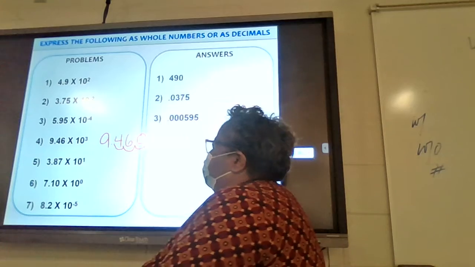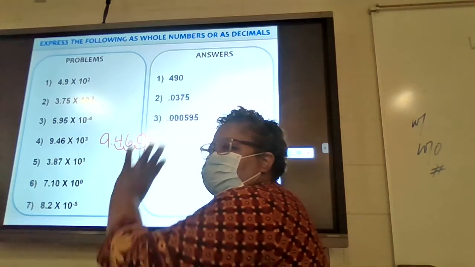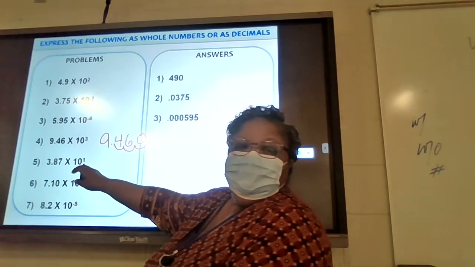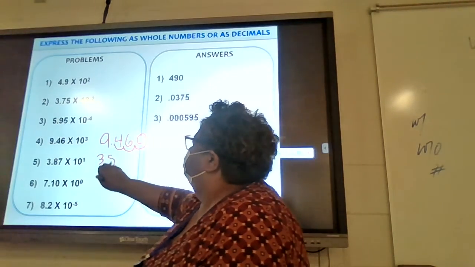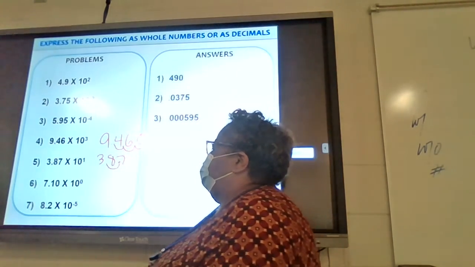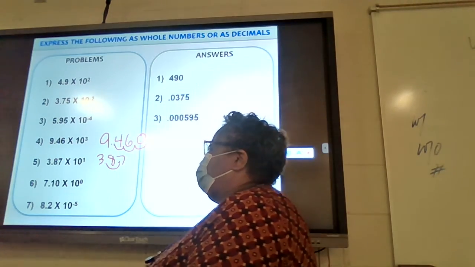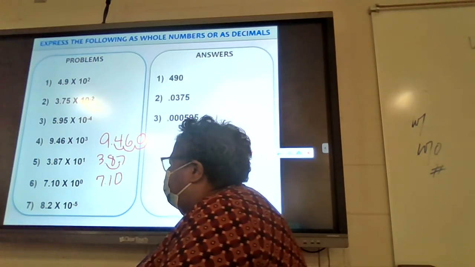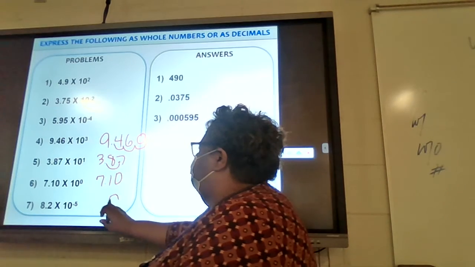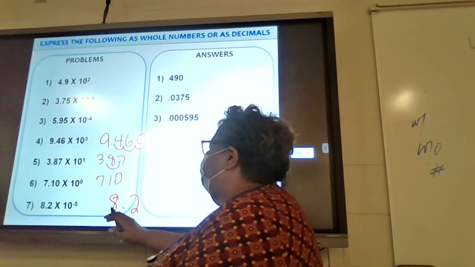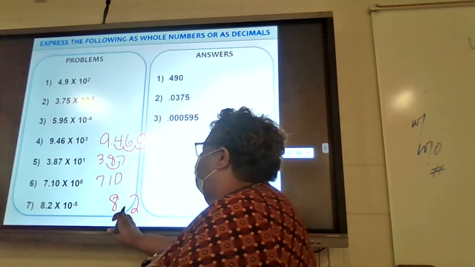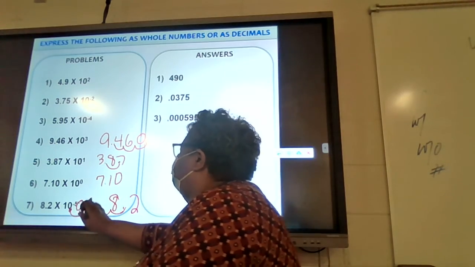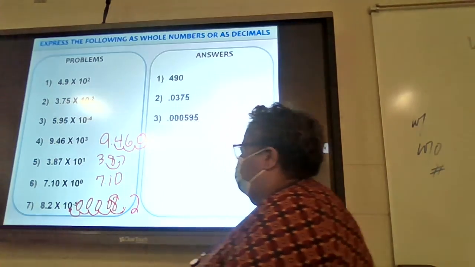What about this one? Am I moving it to the right or to the left? The opposite of what you did before. Right. So I'm going to move it 1 over and I get 38.7. If it's multiplied by 10 to the 0, I don't do anything because that's just a 1. And then 8.2 times 10 to the negative 5th. So I'm going to move it back to the left. 1, 2, 3, 4, 5. Put my dot. And notice I'm putting my zeros in.